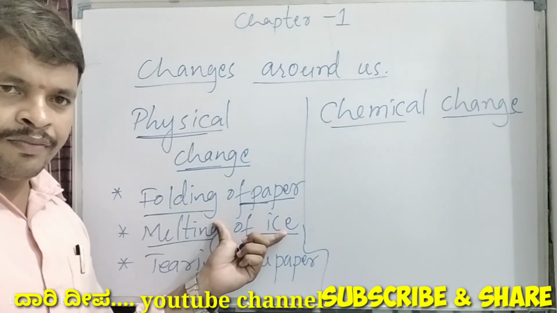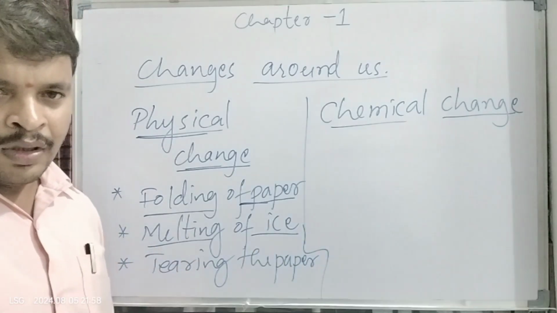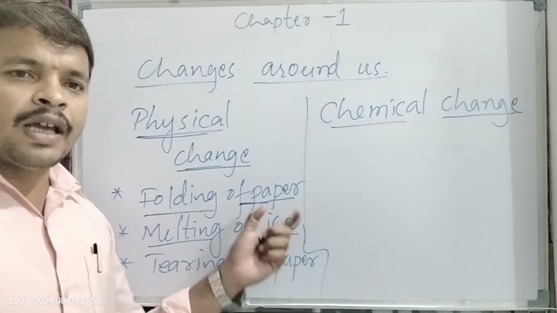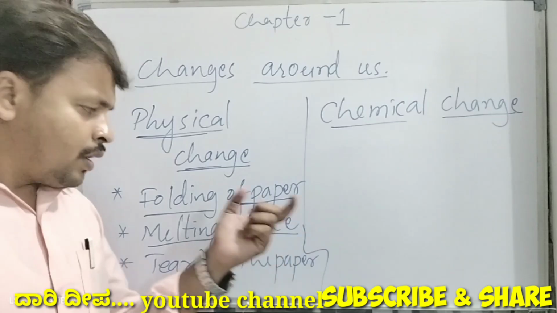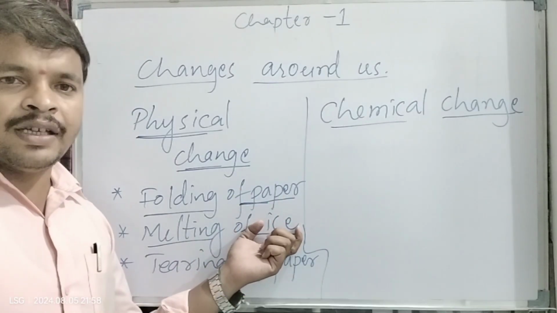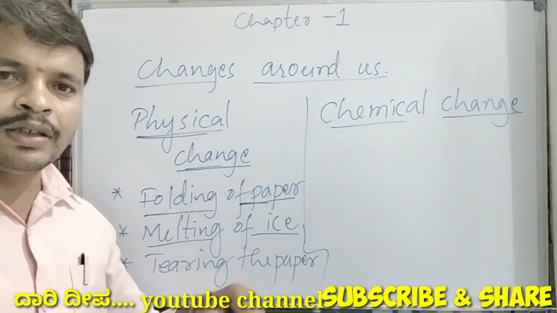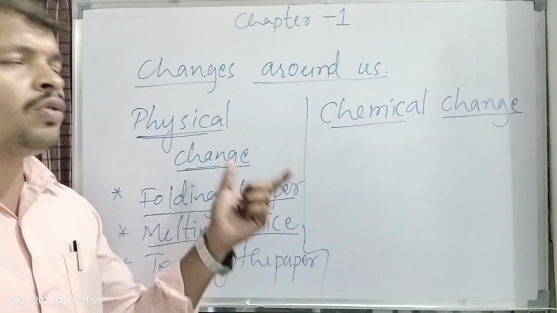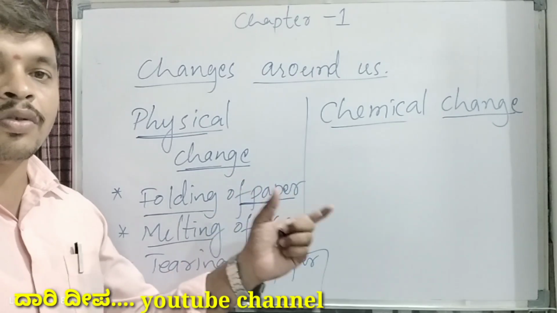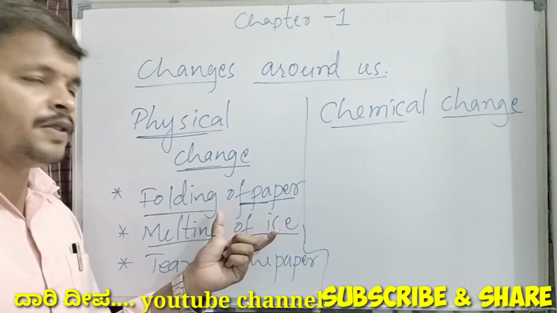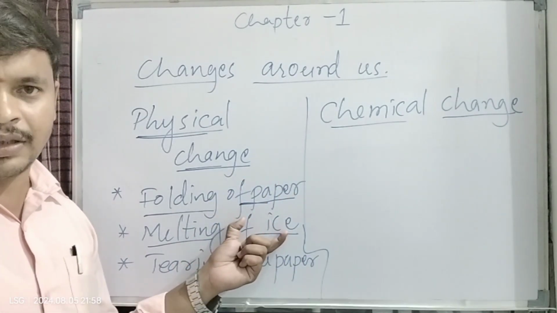Melting of ice. Ice melts into water. The chemical property of the ice and water is the same. The solid form of water is called ice. When you give heat to the ice, it changes into water, that is, in the form of liquid. But no chemical properties are changed. Here, only the physical property, the state of the matter, is changed.